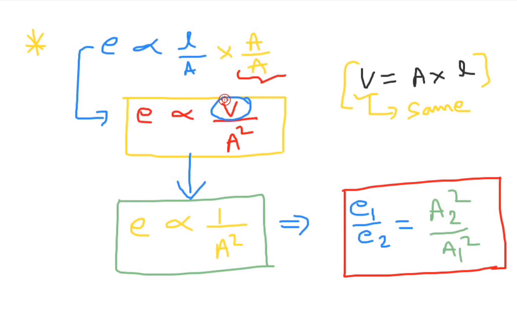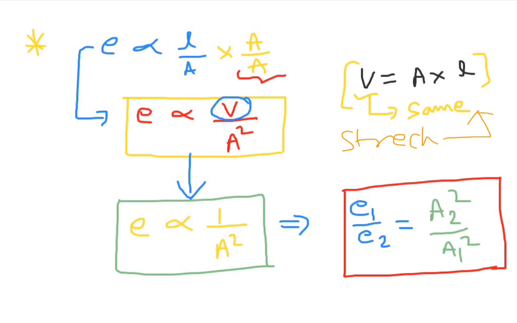Length into area is volume, because volume is nothing but length into area. Anyhow, we know that during stretching volume is constant, as we already told, because in the numerator area into length became volume. Again, that volume is constant during stretching. Whenever you stretch, volume is constant.